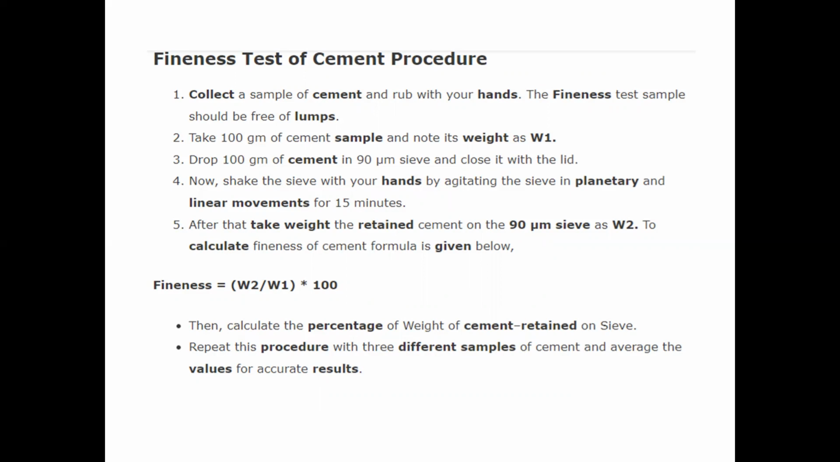To calculate the fineness of cement, the formula is given below. W2 over W1 times 100% is our formula for the fineness of cement. Then calculate the percentage of weight of cement retained on the sieve. Repeat this procedure with 3 different samples of cement and average the values for accurate results.